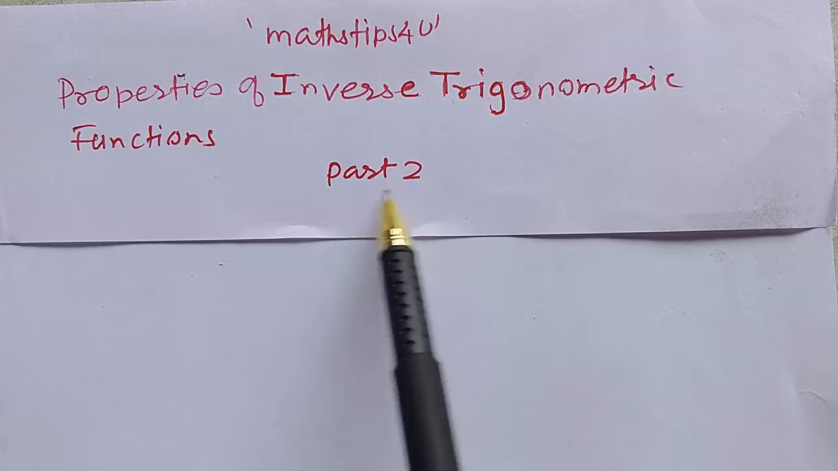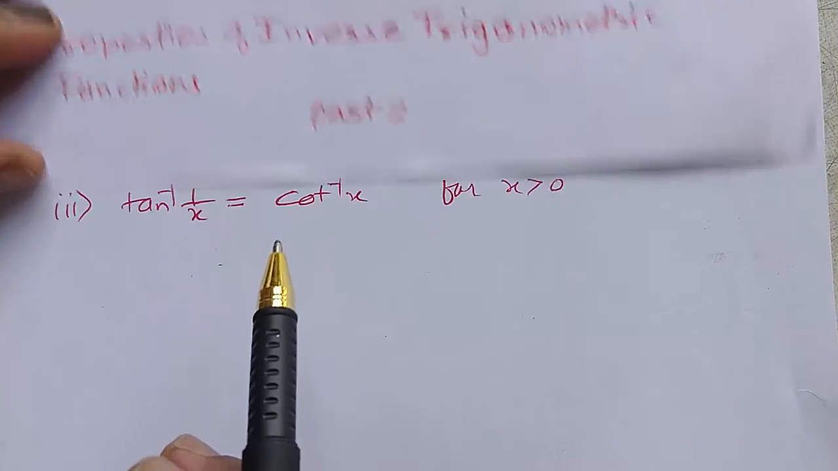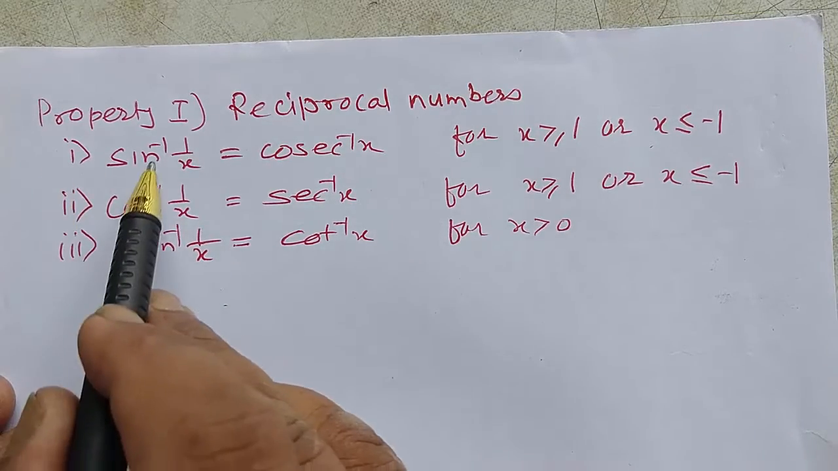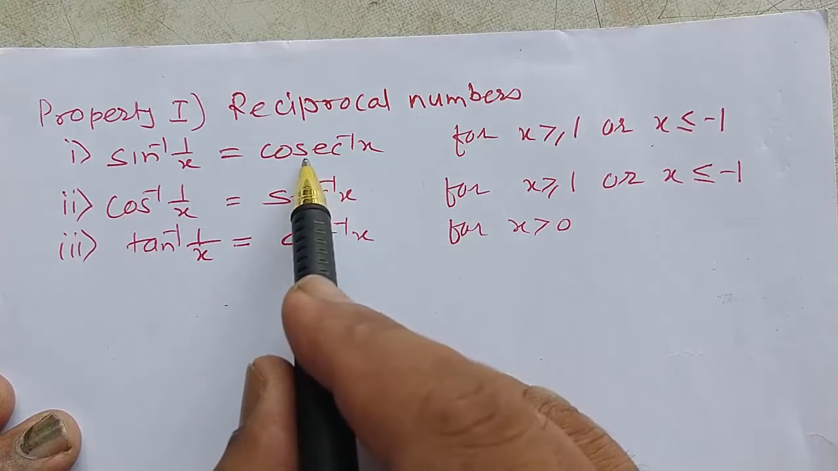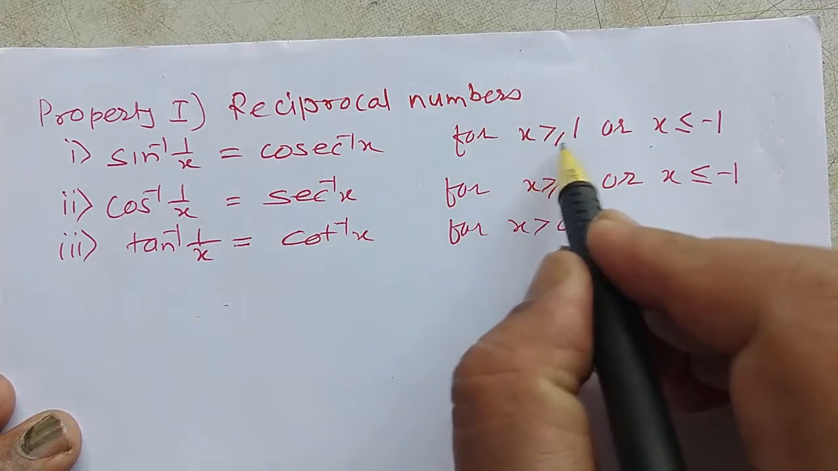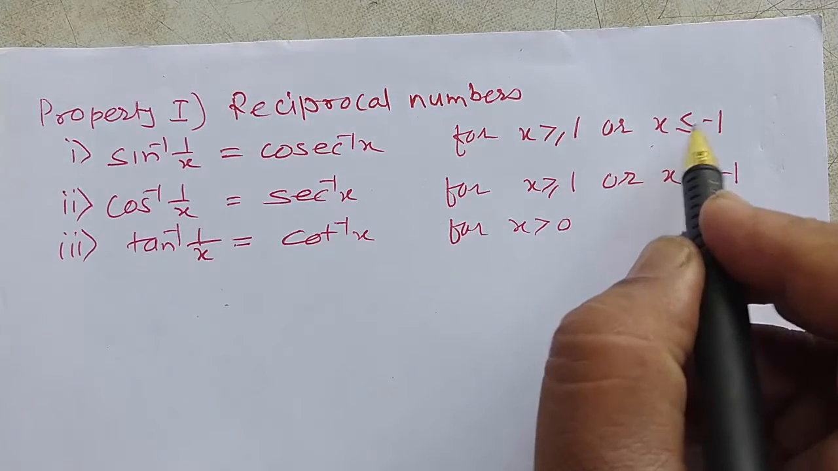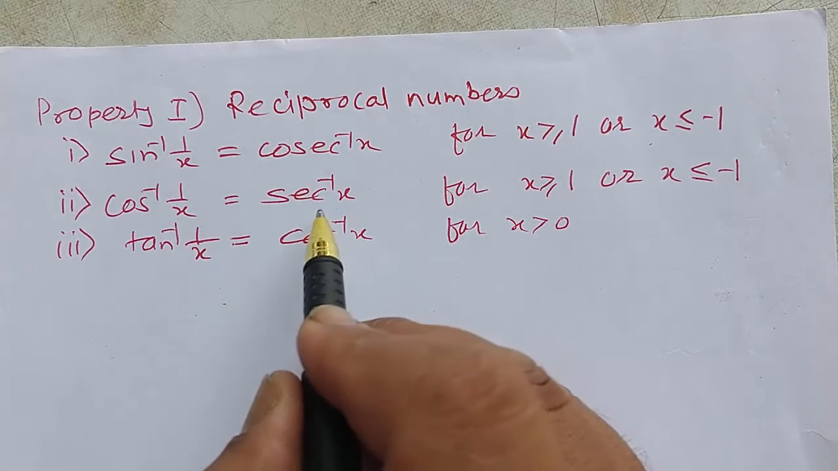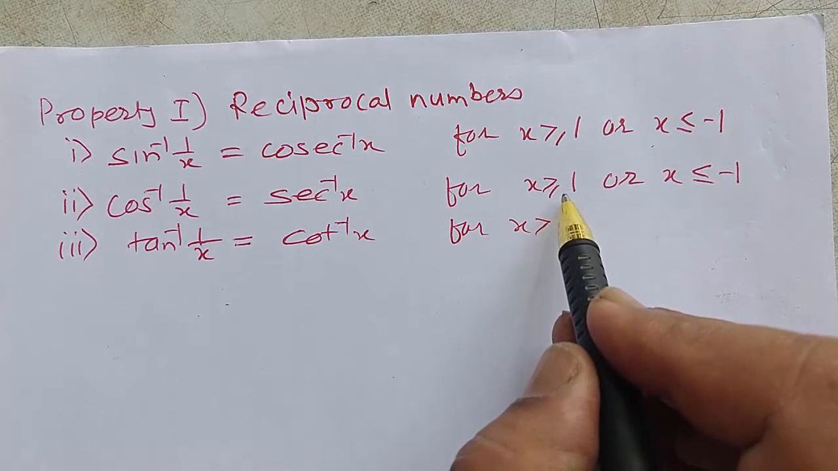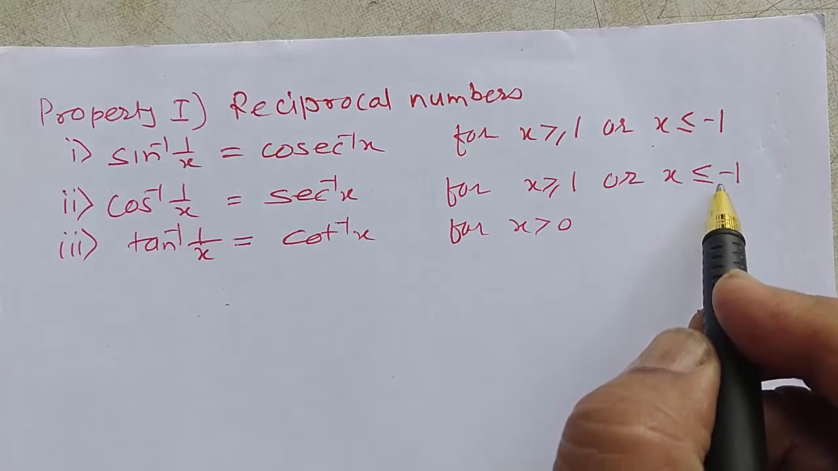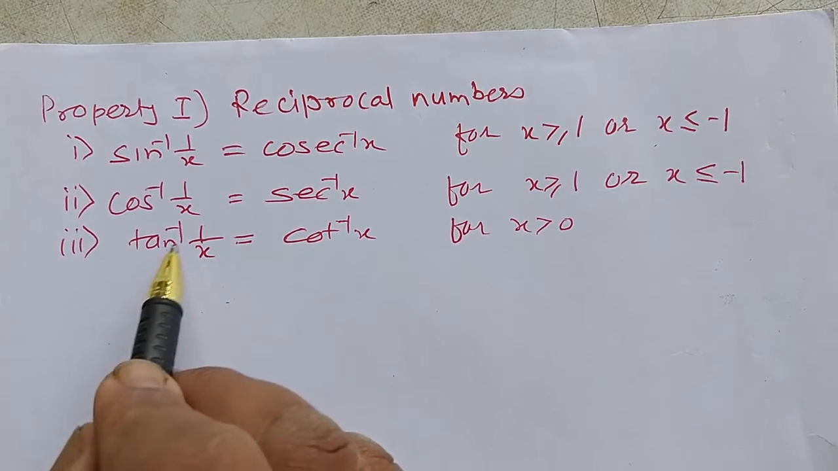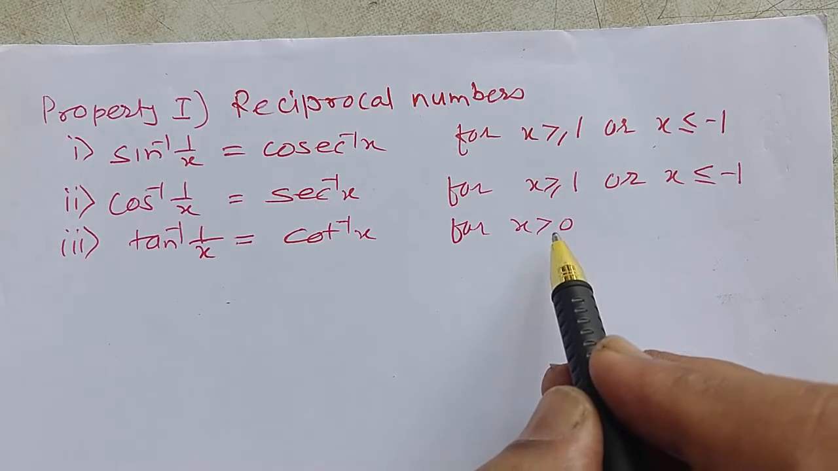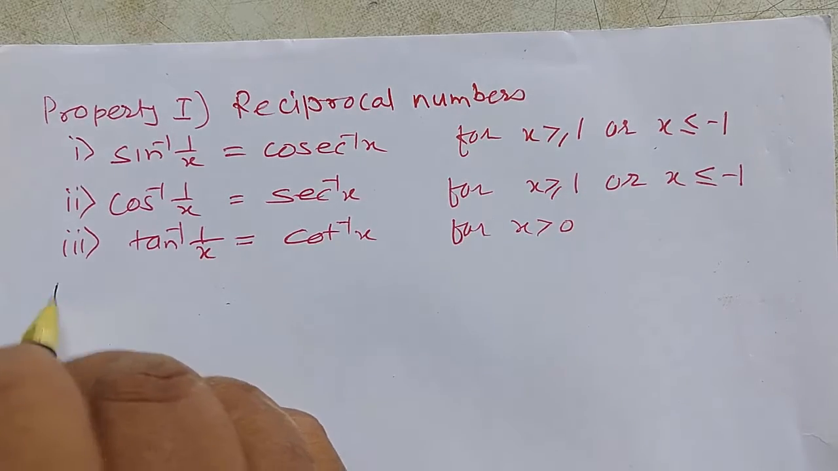Now we shall start with part 2. The first property is reciprocal numbers. Number 1, sine inverse of 1 upon x is equal to cosec inverse of x for x greater than or equal to 1 or x less than or equal to minus 1. The second is cos inverse of 1 upon x is equal to sec inverse x for x greater than or equal to 1 or x less than or equal to minus 1. The third one is tan inverse of 1 upon x is equal to cot inverse of x for x greater than 0.